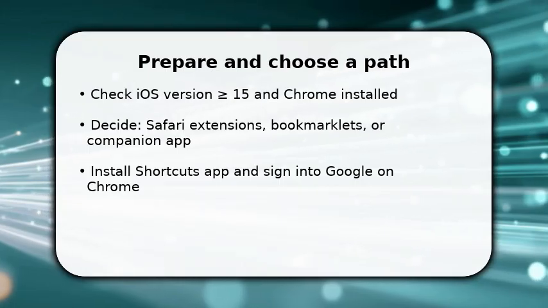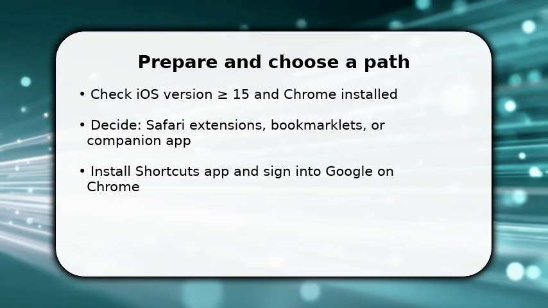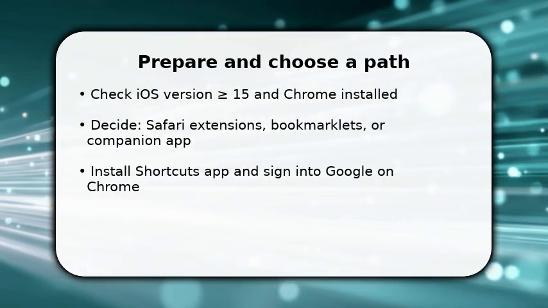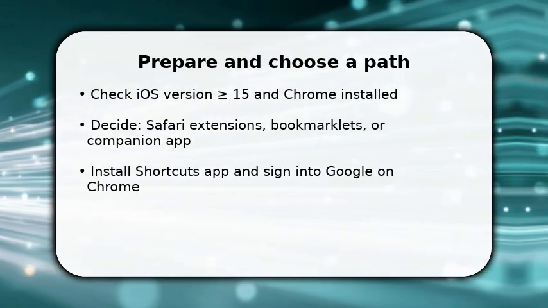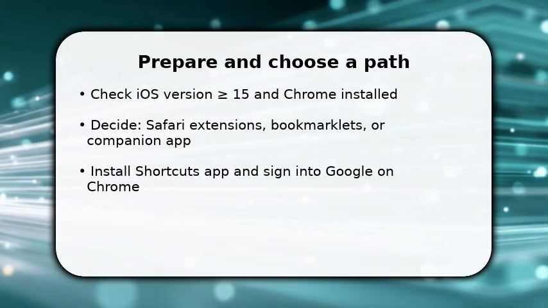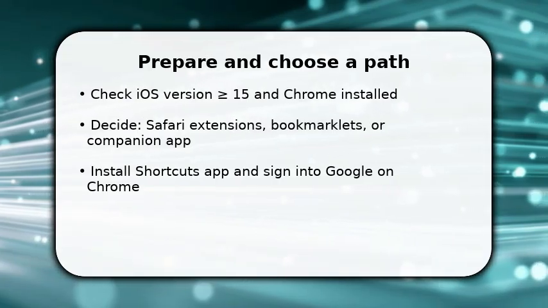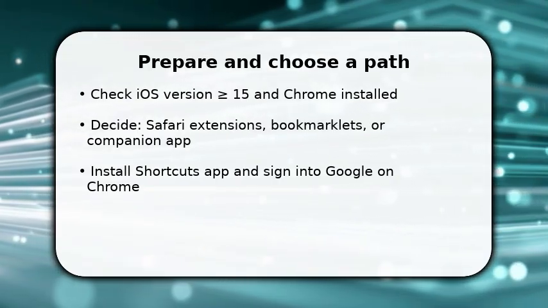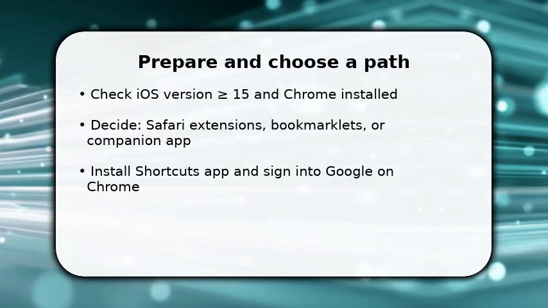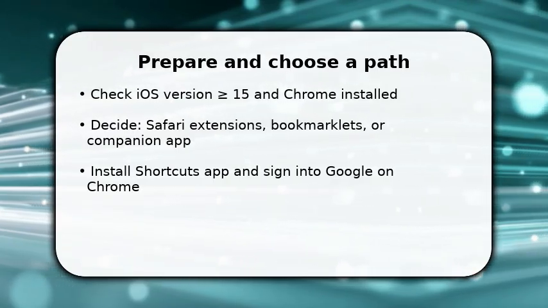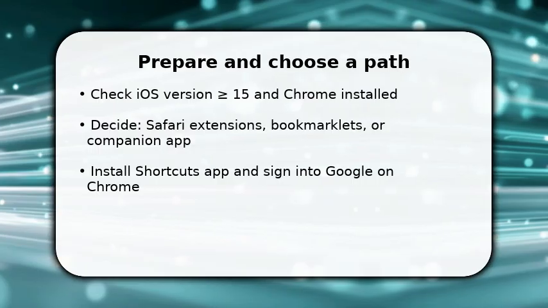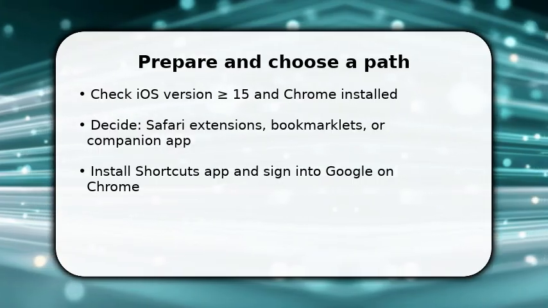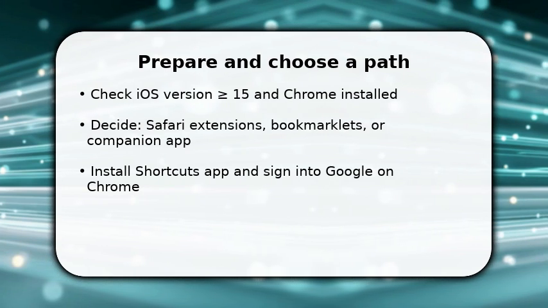You can't install desktop Chrome extensions on Chrome for iOS, so start by choosing a workable path. Check your iPhone is running iOS 15 or later, and confirm Chrome is installed and signed into Google. Once decided, install Apple Shortcuts and any companion app needed for your chosen method. Make sure you have a copy of the extension's bookmarklet or link ready. This lets you move from decision to action immediately without extra setup.